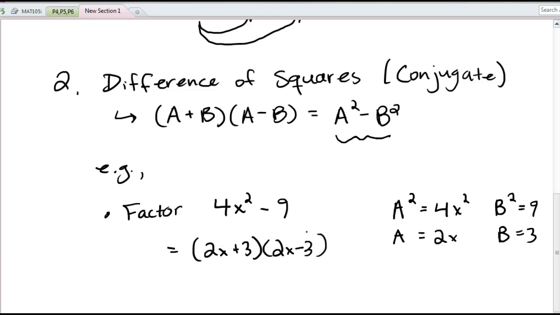I've had a lot of questions from students asking if you could write it as 2x minus 3 times 2x plus 3, and that's completely fine. That's the commutative law of multiplication. If you multiply 3 times 5, it makes 15, but if you multiply 5 times 3, it would still be 15. So these are exactly the same.